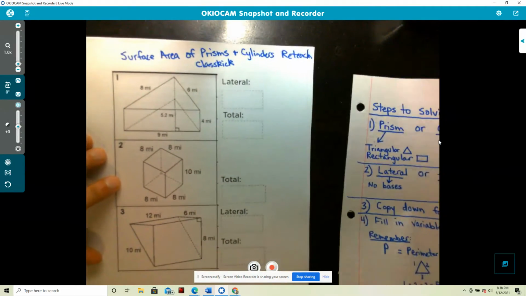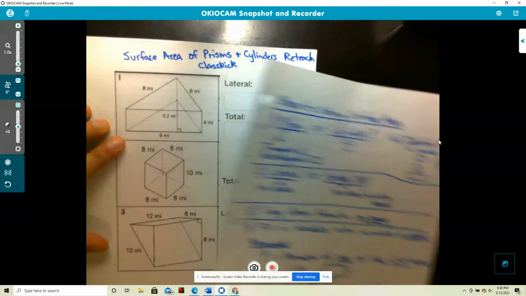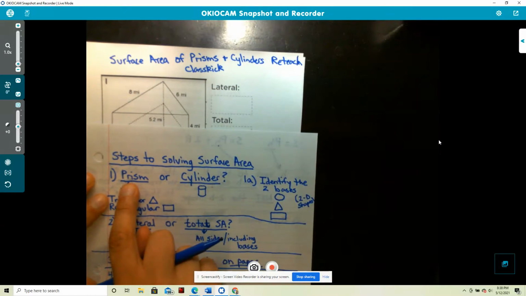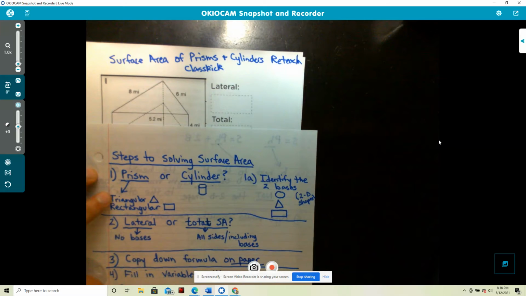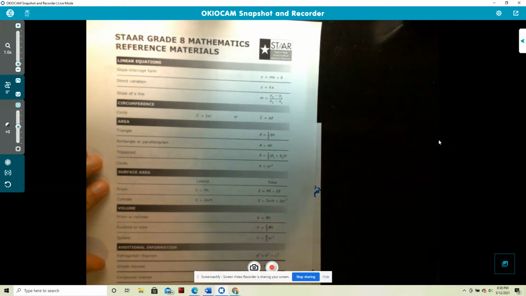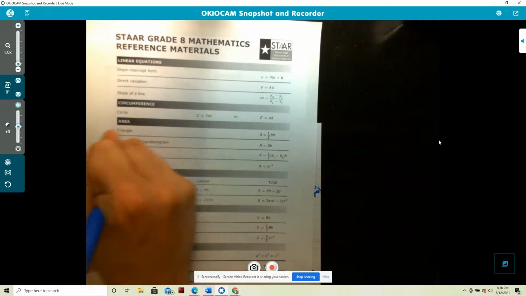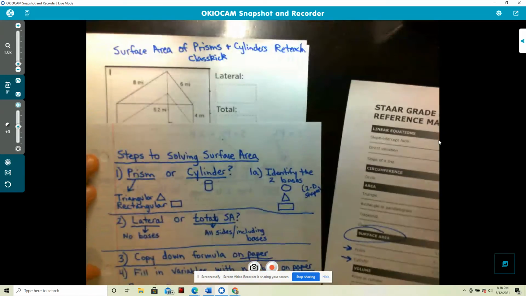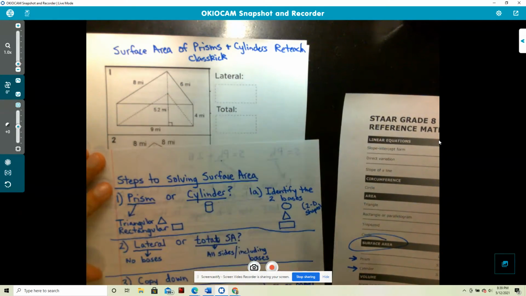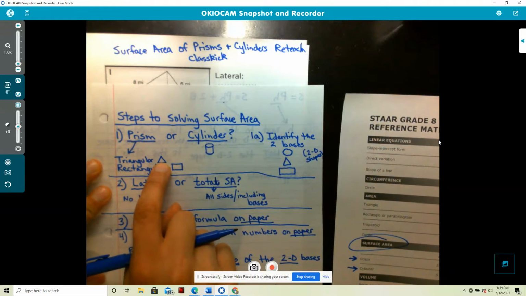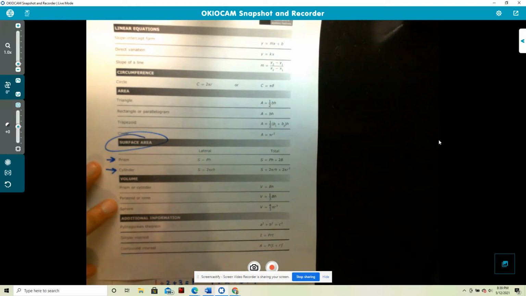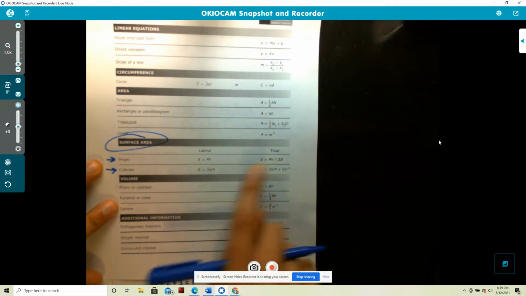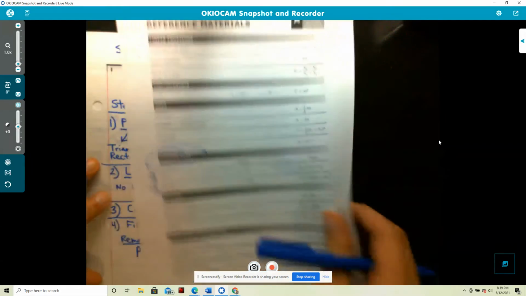All right, so getting into surface area, let's take a look at number 1. These are the steps I created, steps to solving surface area. The first thing you need to ask yourself is, do we have a prism or do we have a cylinder? Because that's what's given to us on the star chart. So we have a prism, and more specifically, we have a triangular prism. So that means we're going to be looking at this row right here. So we're going to be dealing with pH or pH plus 2B, not down here, pH.